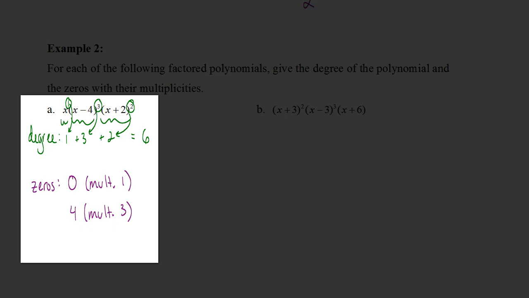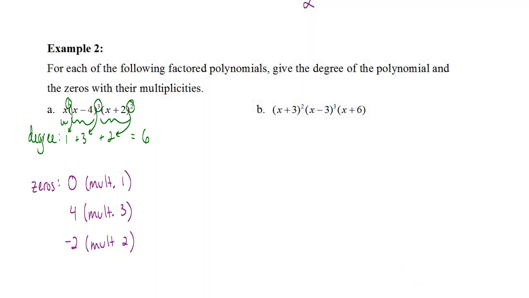So we would say it's got a multiplicity of 3. And the x plus 2, if I set that equal to 0, I get negative 2. And since the degree for that factor outside the parentheses is 2, we would say it's got a multiplicity of 2. So there are the zeros and their multiplicities, and the total degree would be 6. So I want you guys to take a minute and do the same thing for part B here. For this next one, I want you to find the total degree of that polynomial, and then find each of the zeros with their multiplicities. So go ahead and pause the video at this point and hit play when you're ready to check to see if you have the correct answer.